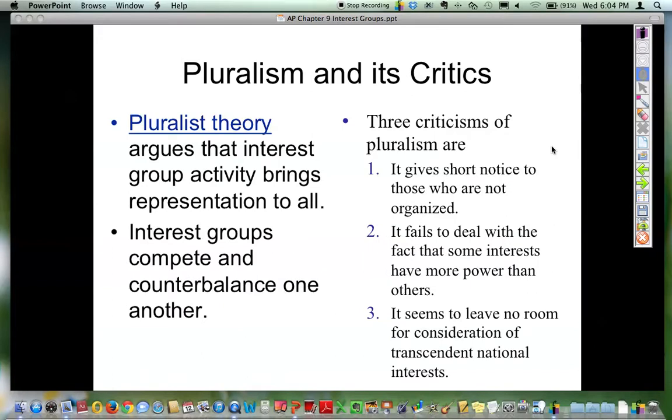The next ideas talk about different types of groups that can form in a democracy. Just to review, a pluralist theory or pluralism argues that interest group activity brings representation to all, that it's okay to have many different ideas. Interest groups compete and counterbalance one another. This is probably one of the healthier views of pluralism. Critics of pluralism often give short notice to those who are not organized. They say having many people with different views fails to deal with the fact that some interest groups have more power than others. And it also seems to leave no room for consideration of transcendent national interests. Do we have ideas that are prevalent for the national government versus state and local?